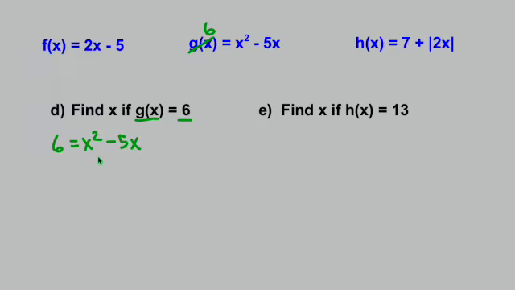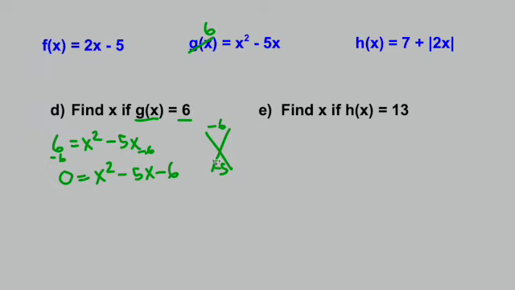Then we're going to need to factor this. So I'm going to subtract 6 from both sides, subtract 6, subtract 6. So I get 0 equals x squared minus 5x minus 6. Now, there are different techniques for factoring. What I'm going to do is say to myself, hey, what multiplies to be negative 6 and adds up to be negative 5?